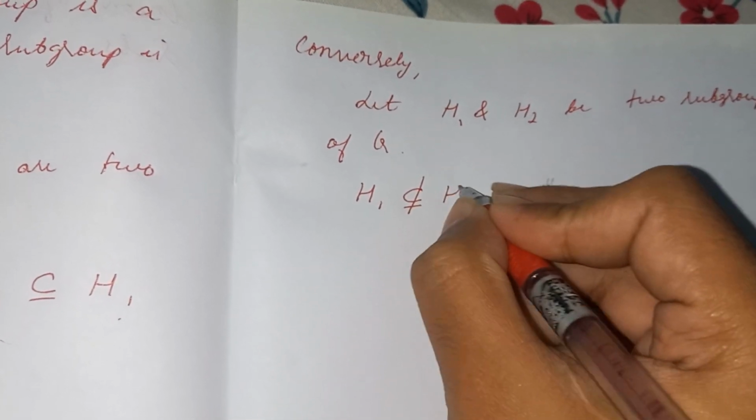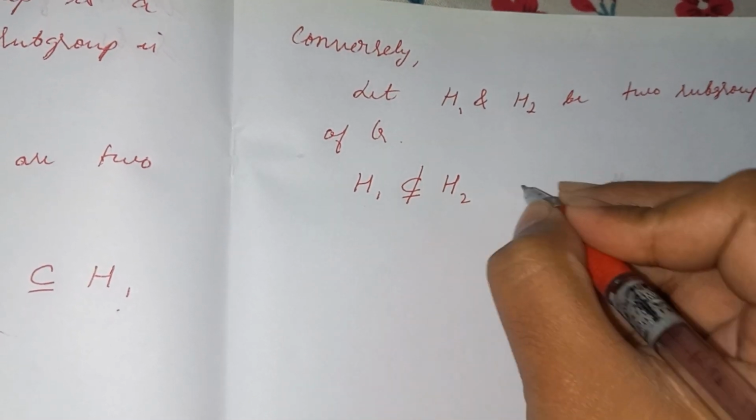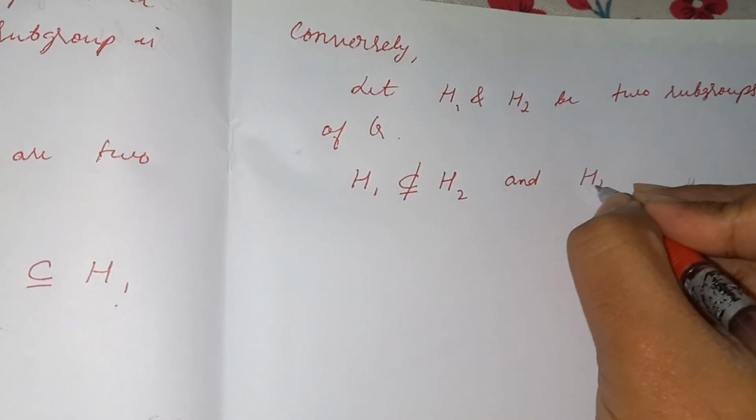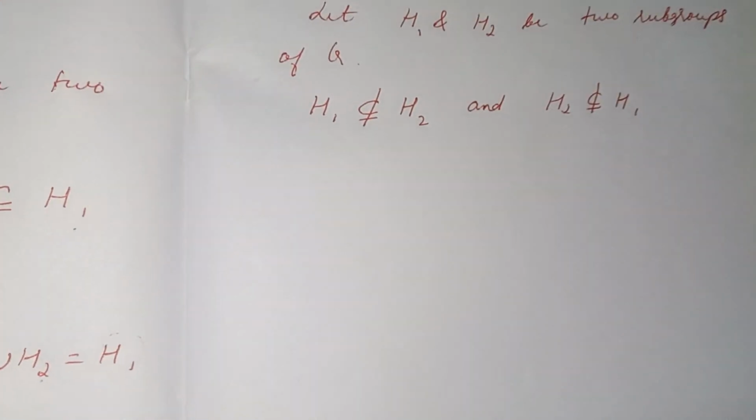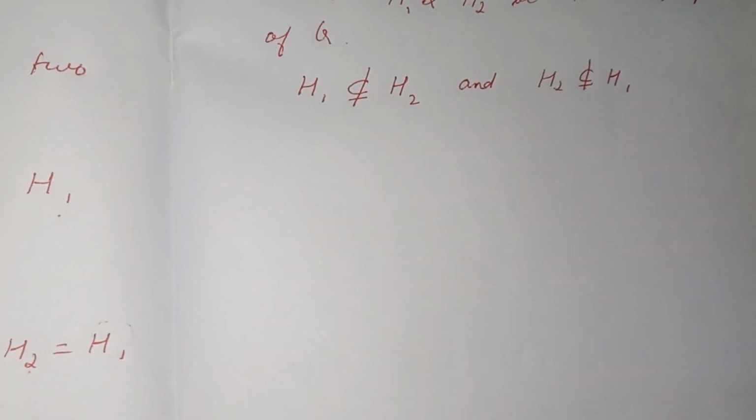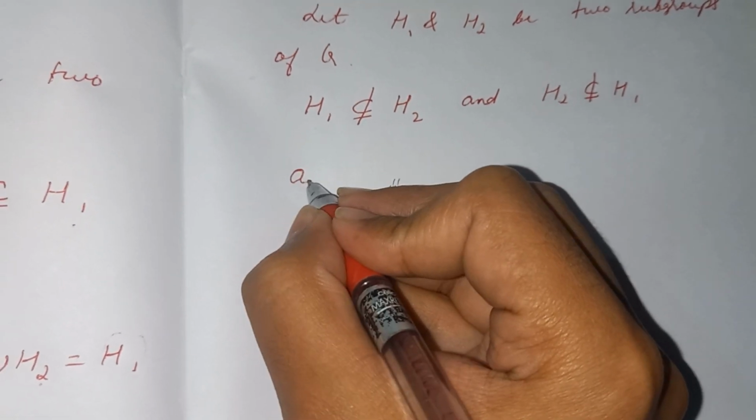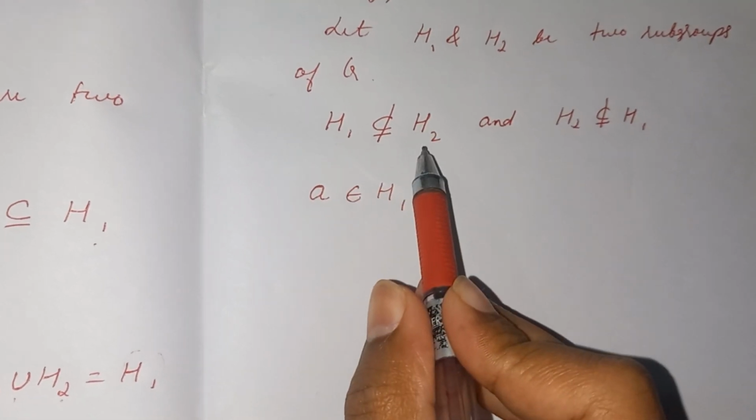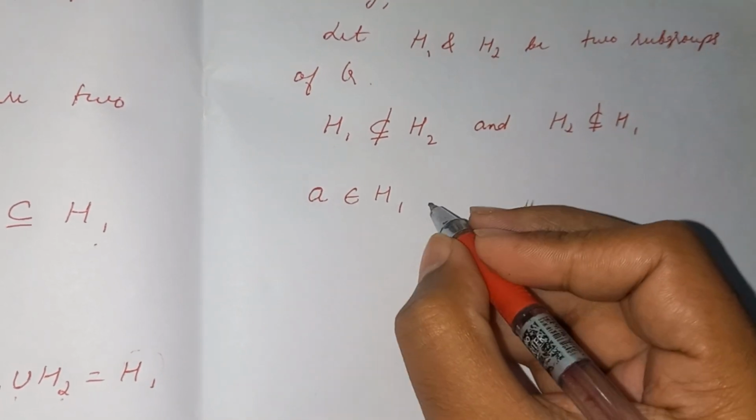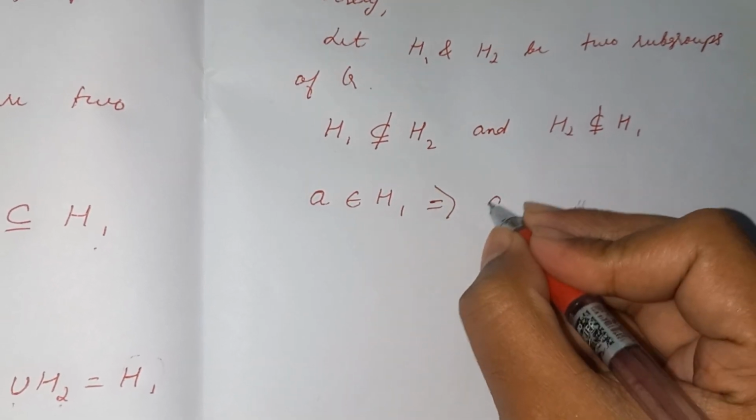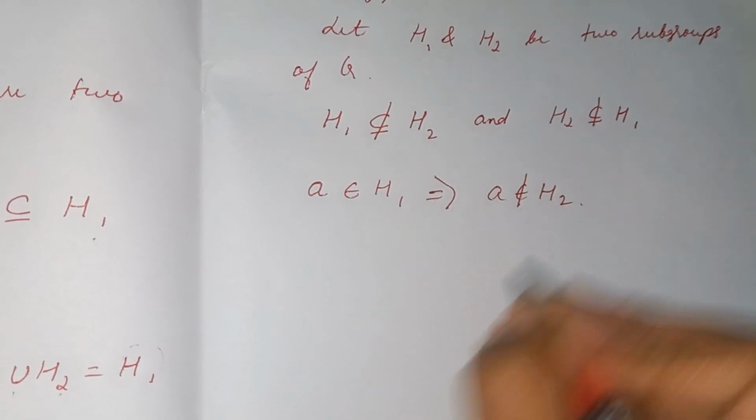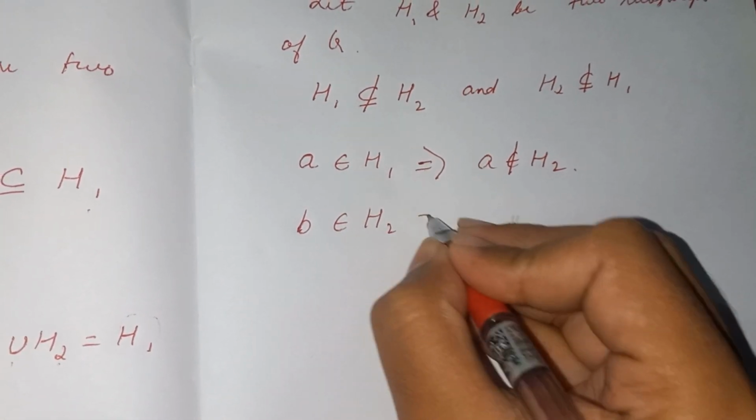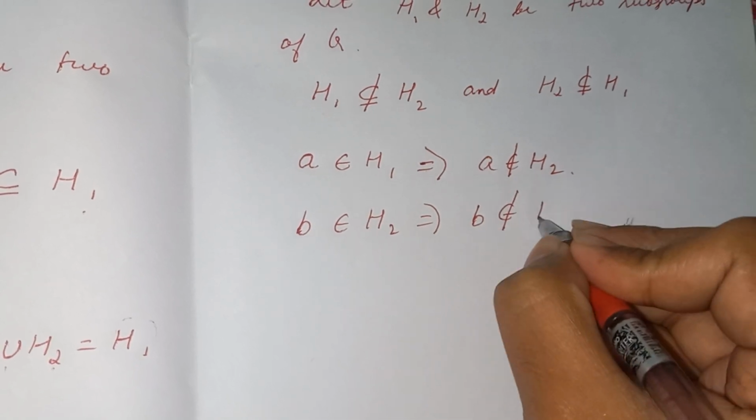Let's suppose H1 is not contained in H2 and H2 is not contained in H1. It means that if A belongs to H1, since H1 is not contained in H2, this implies A does not belong to H2. Similarly, if we take B belongs to H2, B will not belong to H1.